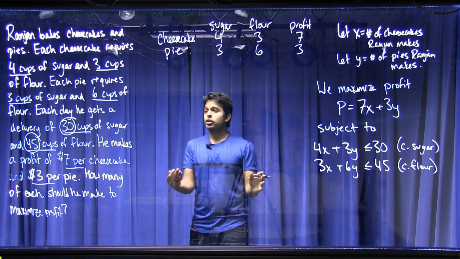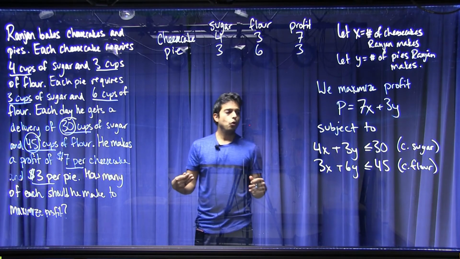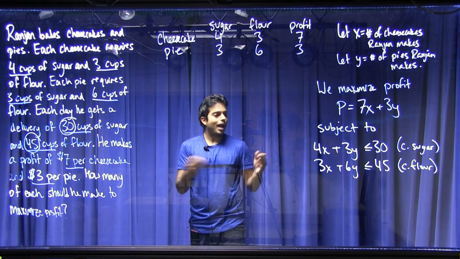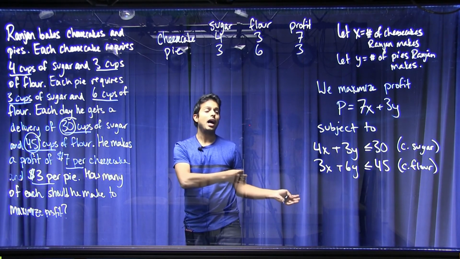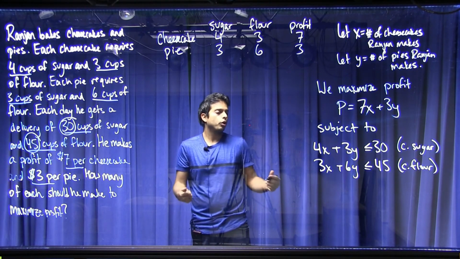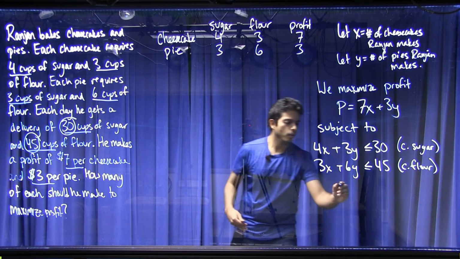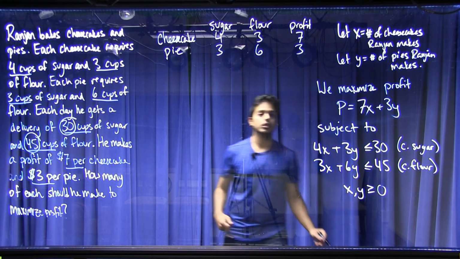There's actually one more constraint that we're missing here. Because this is a real-life word problem, we know that x and y can't be negative. I can't make -4 cheesecakes or -17 pies in a day. So x and y need to be nonnegative. That's two more constraints, which we write in one line: x, comma, y are both greater than or equal to 0.